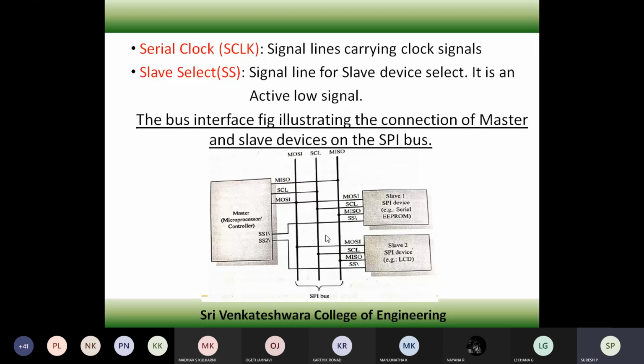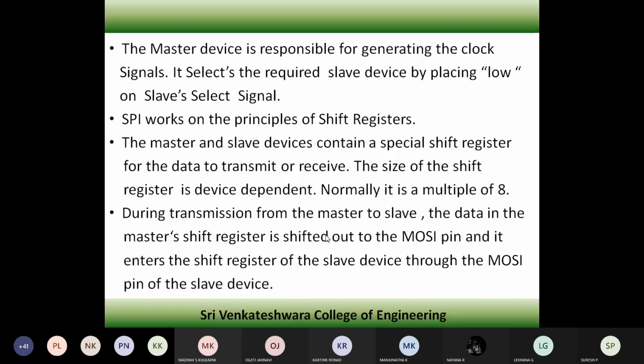Compared to I2C, the SPI bus is more suitable for applications requiring transfer of data in streams, because it has fully bidirectional duplex communication. Since it has full duplex communication, the master device, as I already told, is responsible for generating the clock signal. The same thing is mentioned here. It contains the shift register, and the size of the shift register is device independent. Normally the size of the shift registers will be a multiple of 8.